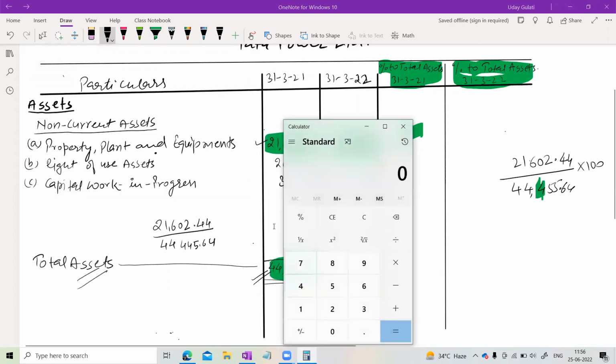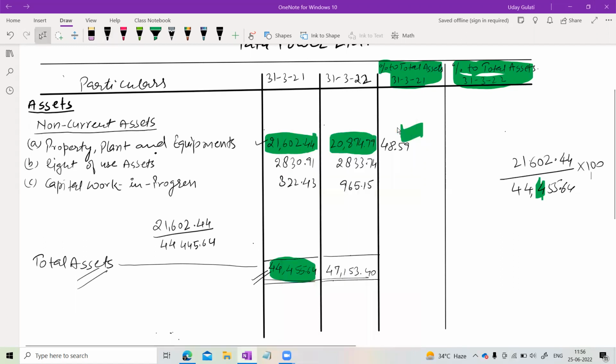If we calculate it, 21,602.44 divided by 44,455.64, and then we multiply this value by 100, we'll have the answer, that is 48.59. So we'll put here 48.59. This will be our answer.